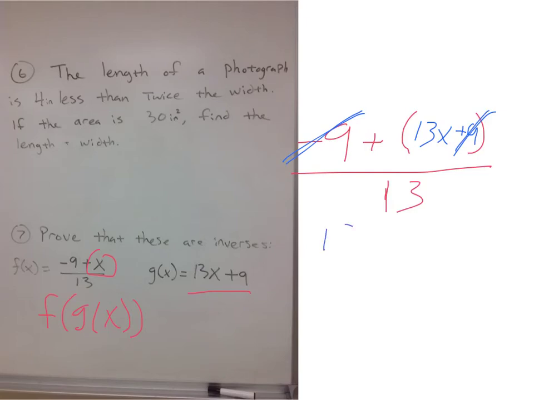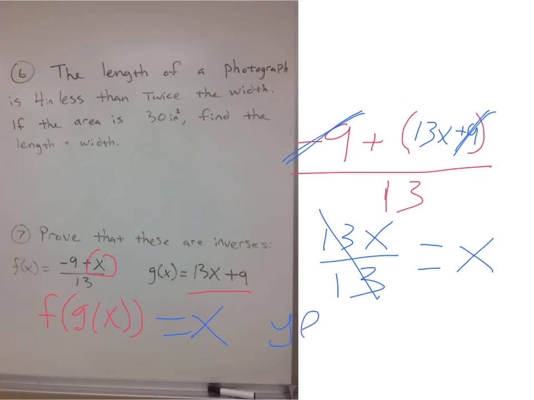So that just leaves me with a 13x over 13. Then those 13's cancel and leaves me with just an x. Well, since the composition of these two functions simplifies down to just x, then yes, these are inverses. If they do not simplify down to just x, then you'd say no, they are not inverses.